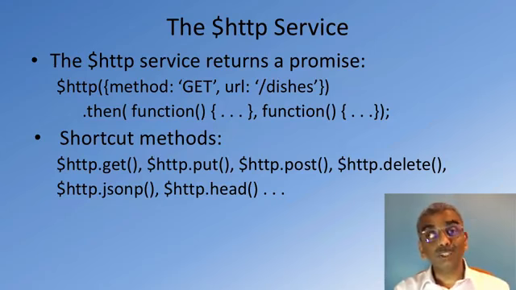So the then takes two functions. One is a success function, the other one is an error function. Here we have shortcut methods to invoke specific HTTP methods. So you can call http.get, http.put, post, and so on. We will see an example in the next slide.